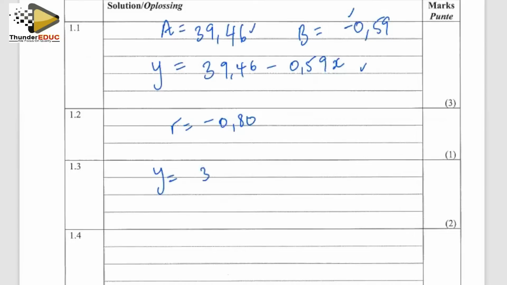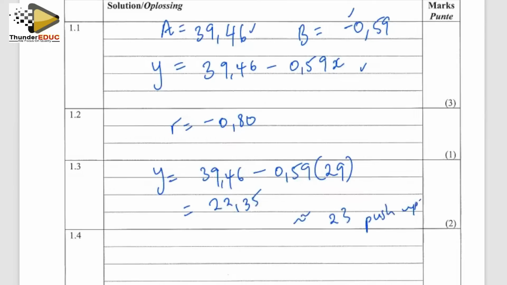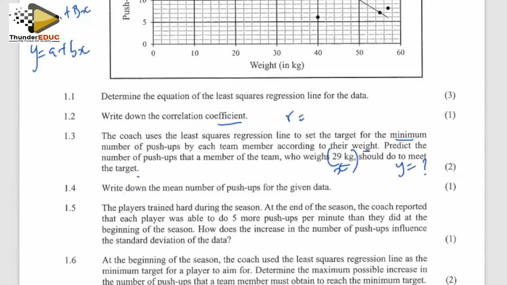So Y is going to be 39,46 minus 0.59, and we are multiplying this by 29. When I punch that into my calculator, that's 39,46 minus 0.59 times 29. That is giving me 22,35. We can just round this off: maybe someone must do 23 push-ups, since push-ups are just a countable quantity and not necessarily measurable.